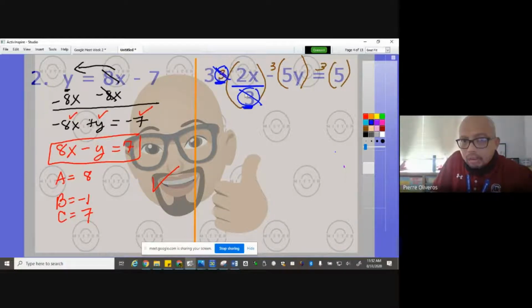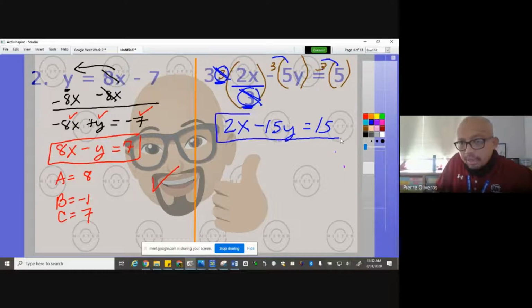So 3 divided by 3 is canceled, so what's left here is 2x. If you notice, my value of a now is an integer. But you have to distribute this 3 to all of them. 3 times negative 5y is negative 15y is equal to 3 times 5 is 15. And that's my standard form. Kaboom.